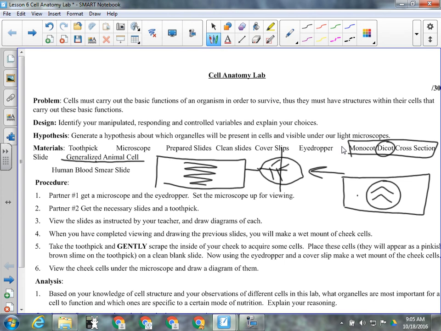Again, you're going to want pictures of all of these on high power. You might want to take a picture of the plant one on low power as well, just in case it blows up too big, but it shouldn't. You're looking at individual cells for the plant.